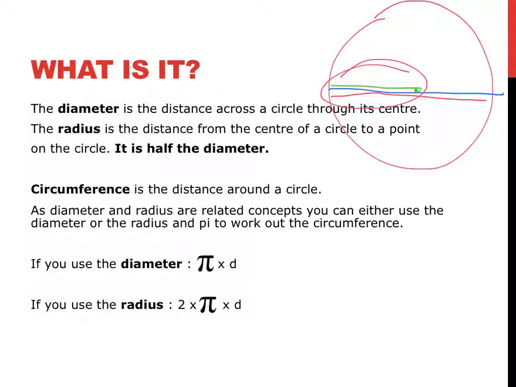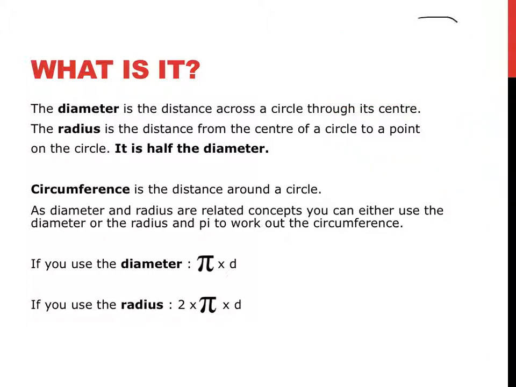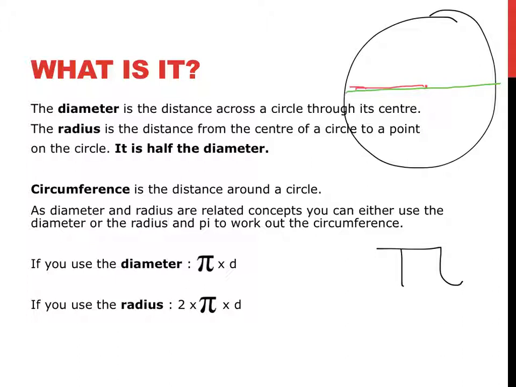The circumference, however, is this guy around the outside, all the way around here. In order to work out circumference, I can either use my radius or I can use my diameter. It doesn't matter because they're related concepts. What I'm multiplying them by is pi. Pi, this guy here, is a universal number. It's a ratio that's used to work out circumference.